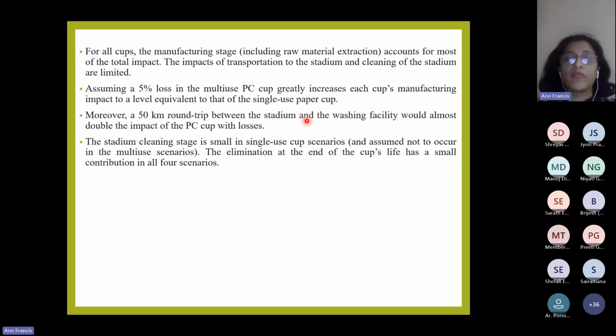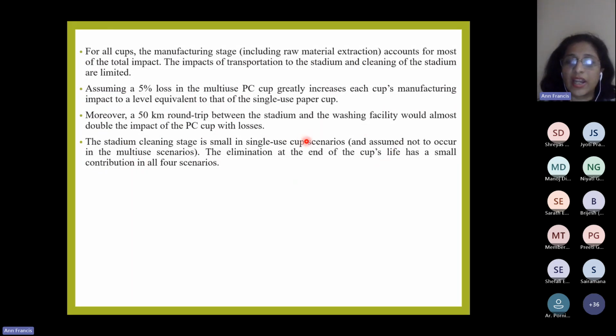I just wanted to put forward this example before I talk about LCA in a very formal way, so that you can relate it to an example. Here, for all the cups, the manufacturing stage accounts for most of the impacts, and then the transportation impacts are also there. The moment you consider the losses in the polycarbonate cup, we can see the impact increasing, because we are comparing it with the single-use paper cup. Then there is the 50 kilometer distance we have considered here. As this varies, the impacts would vary.